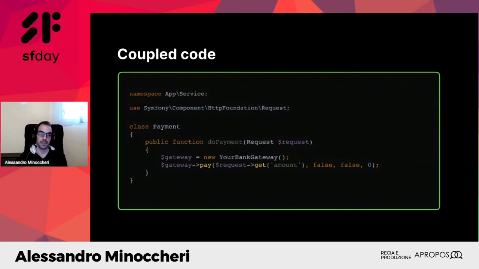Another problem is that you are instantiating your service with new BankGateway. And if you would like to replace that service, you need to change all the lines like that all over the code base.